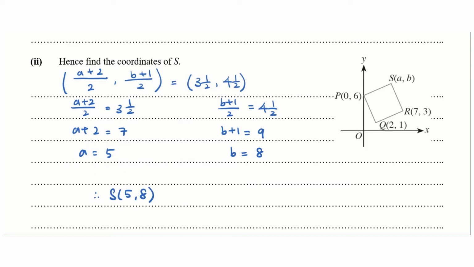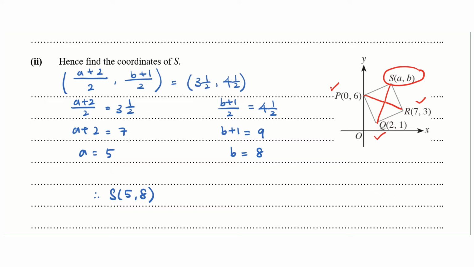Moving on to part 2, we want to hence find the coordinates of S. S is the fourth vertex of a parallelogram. In this application of using the midpoint formula, we are always going to be given the coordinates of 3 vertices, and we want to find the coordinates of the fourth vertex. How we go about doing that is to make use of the fact that the diagonals will always bisect in a parallelogram. Even in a square, that will also happen because a square is a parallelogram.